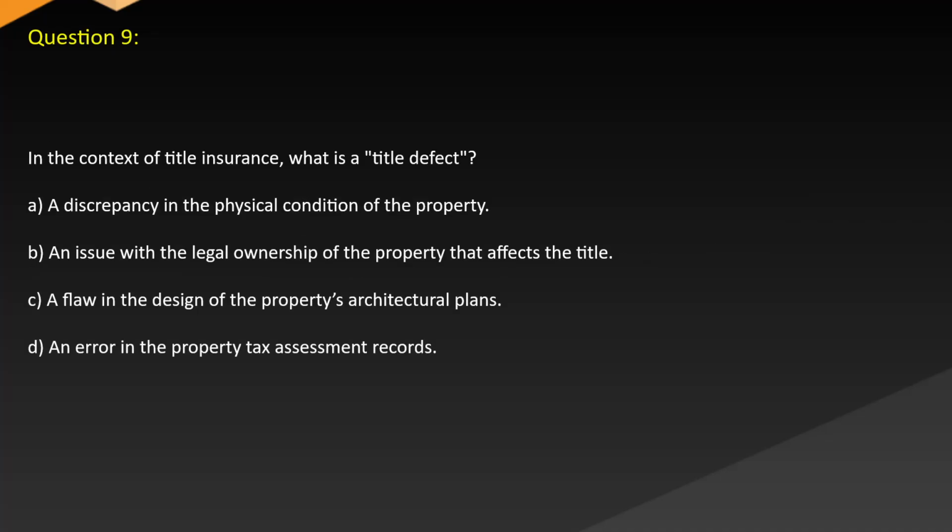Question 9. In the context of title insurance, what is a title defect? A. A discrepancy in the physical condition of the property. B. An issue with the legal ownership of the property that affects the title. C. A flaw in the design of the property's architectural plans. D. An error in the property tax assessment records.